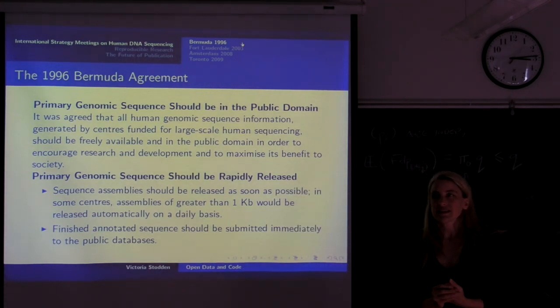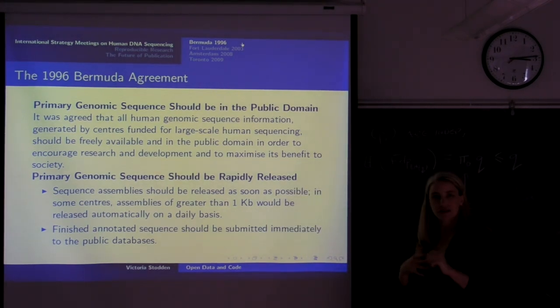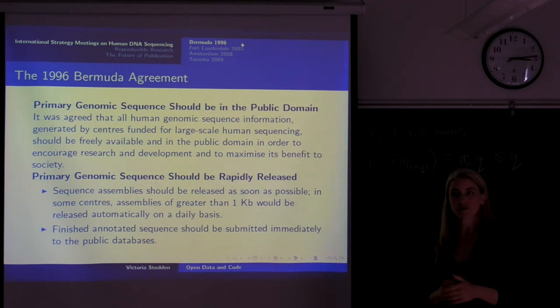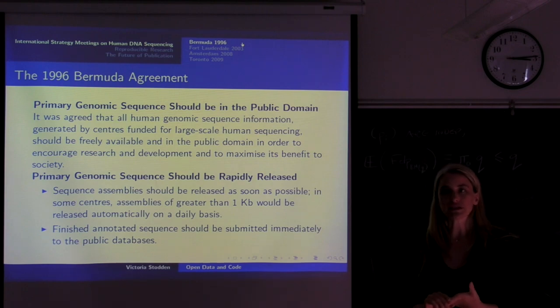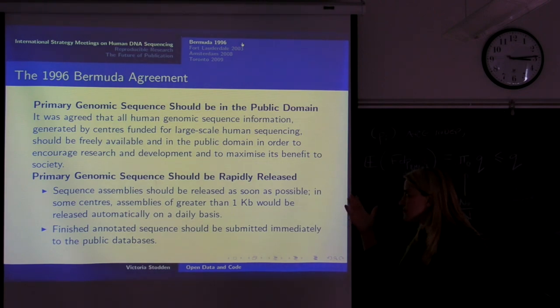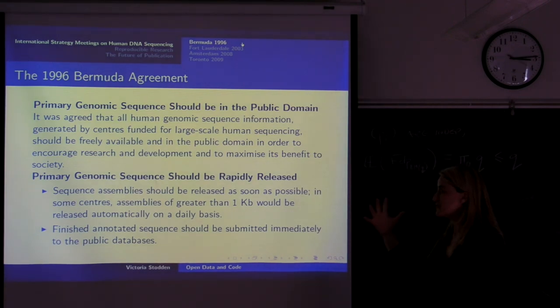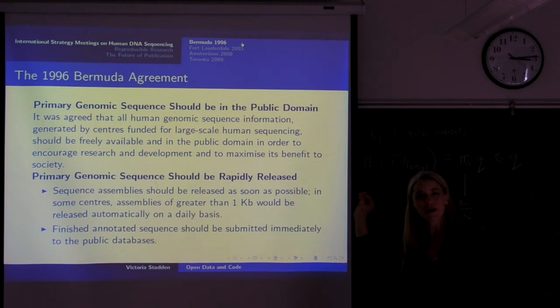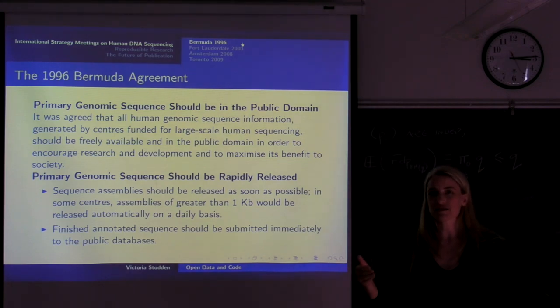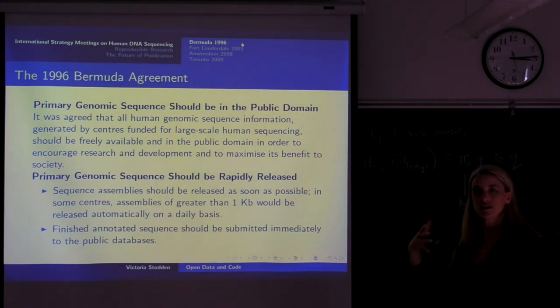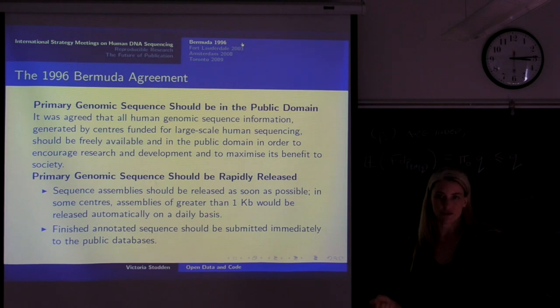Okay, so in 1996, there was this Bermuda Agreement. That's what people mean when they say the Bermuda Principles, which you've probably heard. This came about for a couple of reasons. One was, if you remember, or if you don't, I'll explain, this was part of the race to decode the human genome. We were trying to do that by the year 2000, and there were different pressures in trying to sequence this human genome.